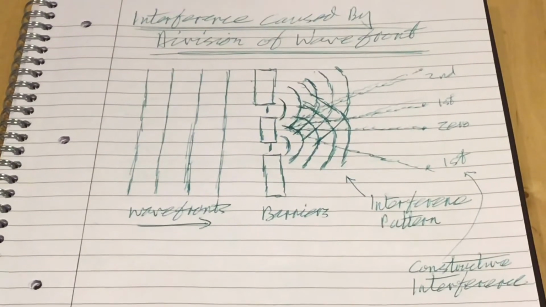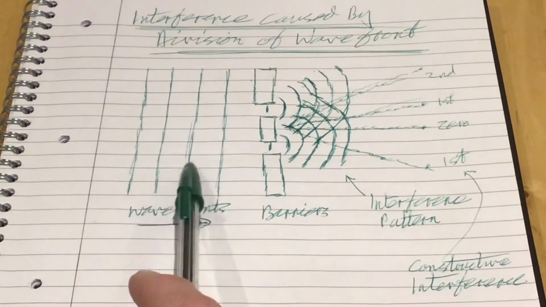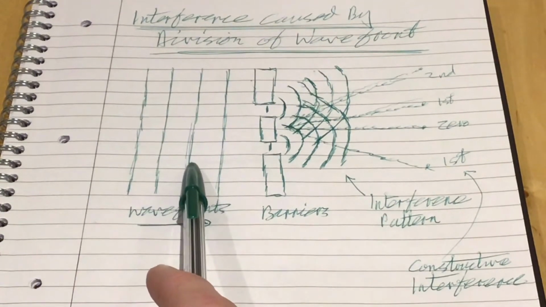Morning everyone. This week's special request for going over a topic is the difference between interference caused by division of wavefront and interference caused by division of amplitude, and also what is all that Fourier stuff about. So here we go. First off, interference caused by division of wavefront.